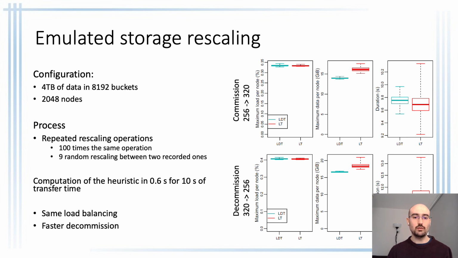LDT has a better data balancing than LT, which is expected since LT does not balance data. Concerning the duration of the rescaling, there is less variability with the LDT strategy, and it is faster in the case of a decommission compared to the LT strategy. The load balancing is very similar between the strategies. Another important thing to notice is that the heuristic only took 600 milliseconds to compute the data transfers, which is just a fraction of the 10 seconds that are actually required for the transfers themselves.